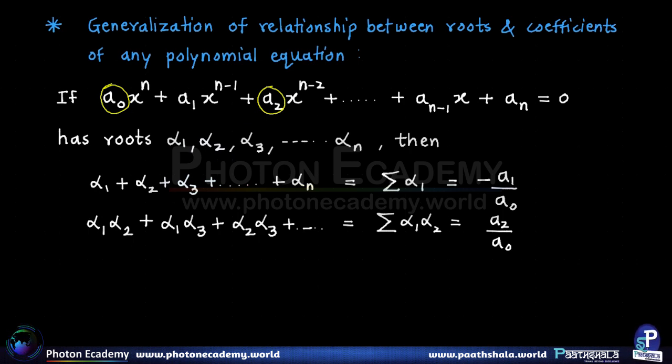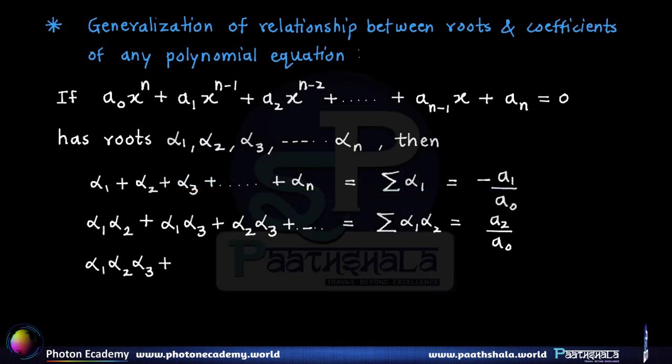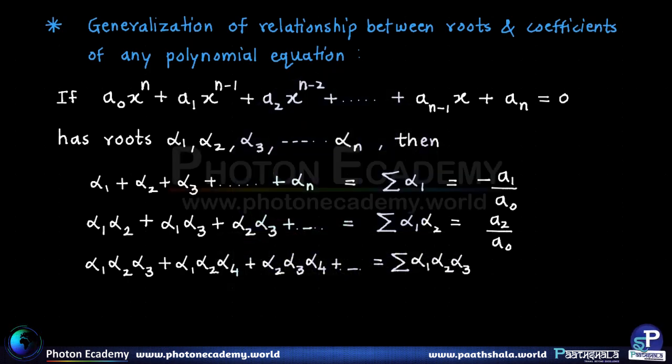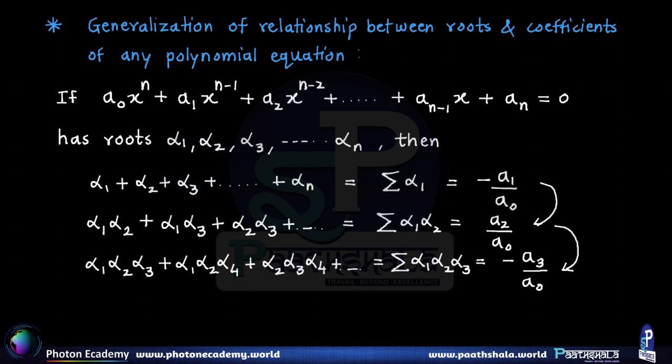Similarly, let's see what happens if we want to take the product of three roots at a time, that is alpha 1 alpha 2 alpha 3 plus maybe alpha 1 alpha 2 alpha 4 plus alpha 2 alpha 3 alpha 4 and so on. So this we will denote by summation of alpha 1 alpha 2 alpha 3. Now here it is given by minus of a3 upon a0. So we'll see that as we go from different sums, the sign is alternately plus and minus.